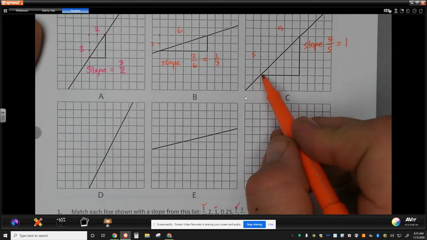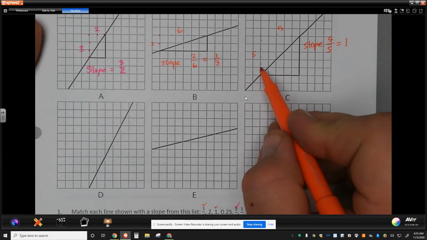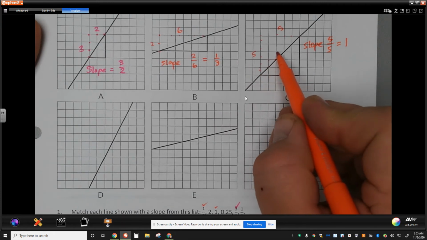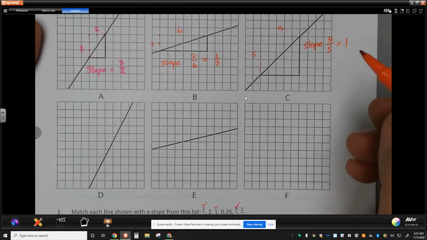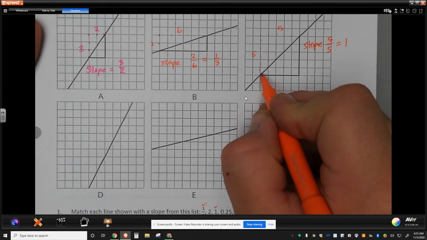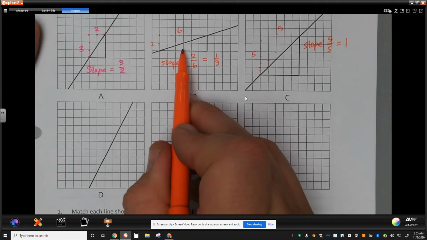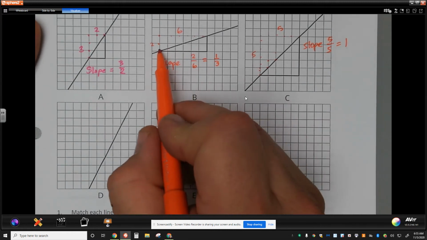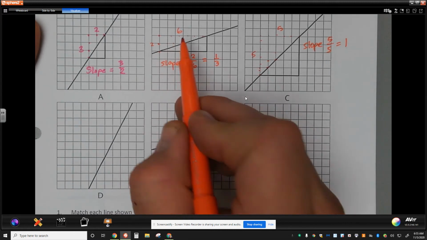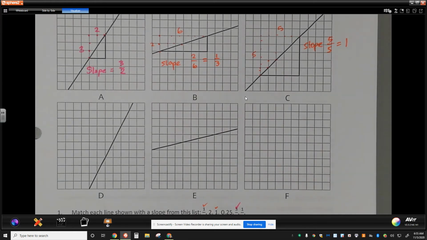Now you might be thinking, well, Mr. Quilter, could I just go along this line and go rise 1, run 1, rise 1, run 1, rise 1, run 1? Absolutely, you sure can. And we see that that slope in its simplest form is just that: rise 1, run 1. Likewise with the previous one right here of rise 1, run 3. And we run right back into the line using that slope.